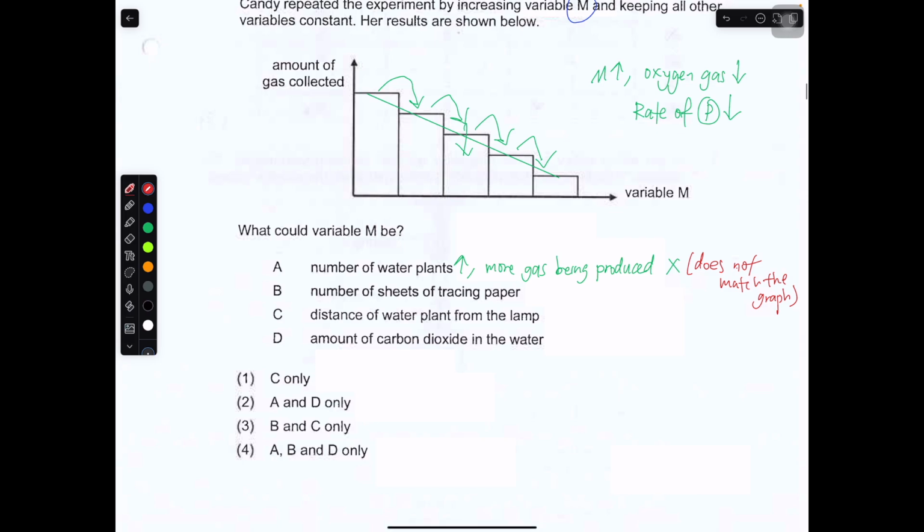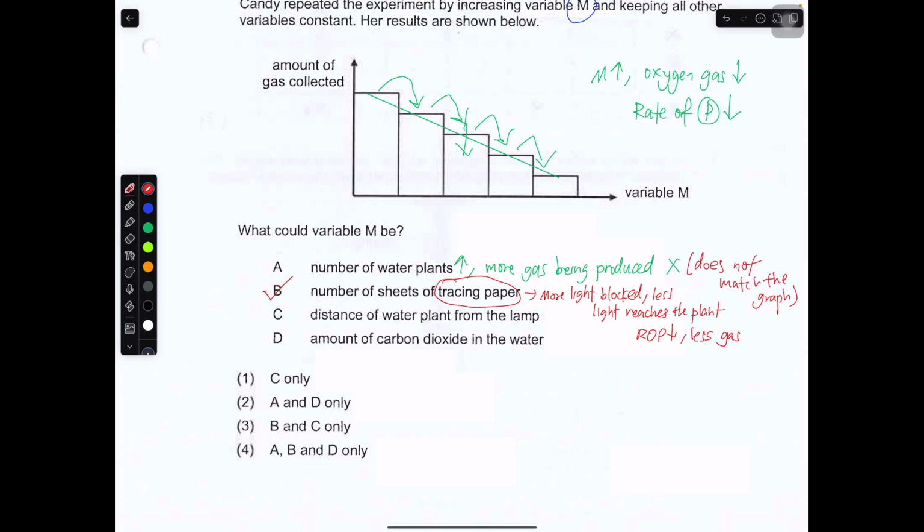So if you add the number of tracing paper in front? Yes, because if you add more tracing paper, more light is blocked. More light blocked, less light reaches the plant. ROP, which is rate of photosynthesis, decreases, less gas. Okay, so this is correct.